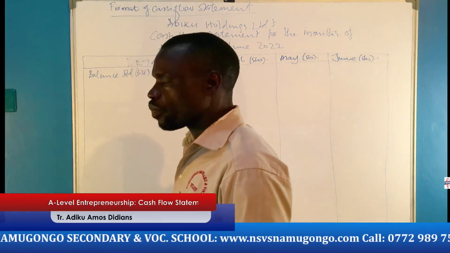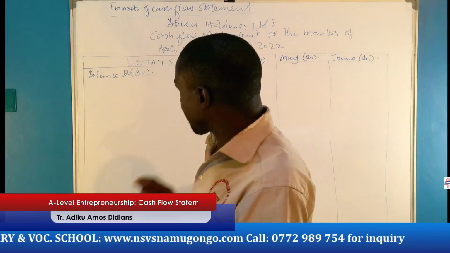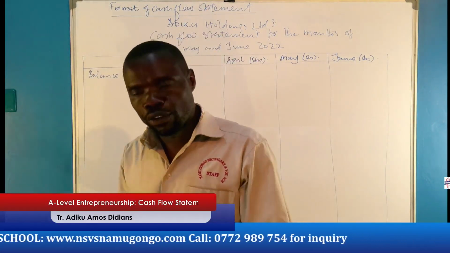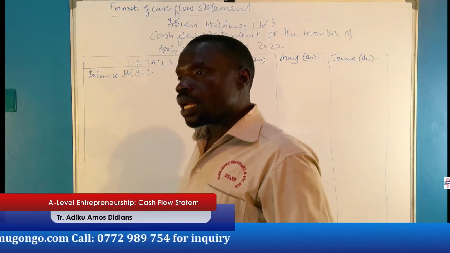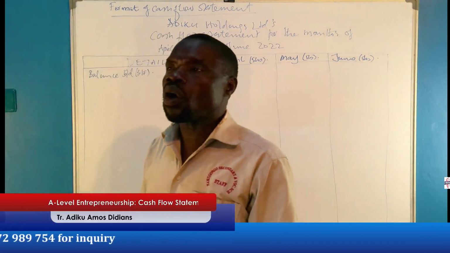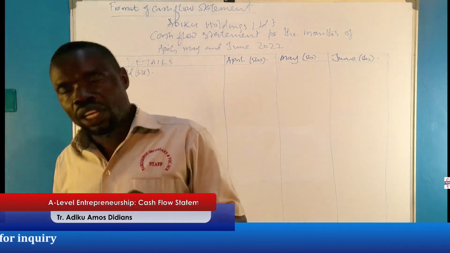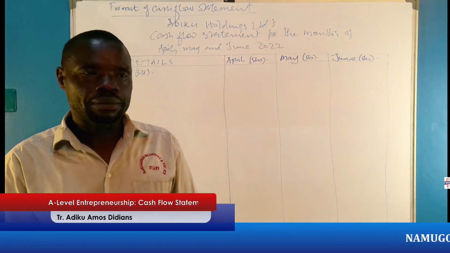They are the same. But the balance carried forward is different from this. Why? Carried forward is at the end of the month. Brought down or brought forward is at the beginning of the month. That is the only difference which I want people to know clearly.